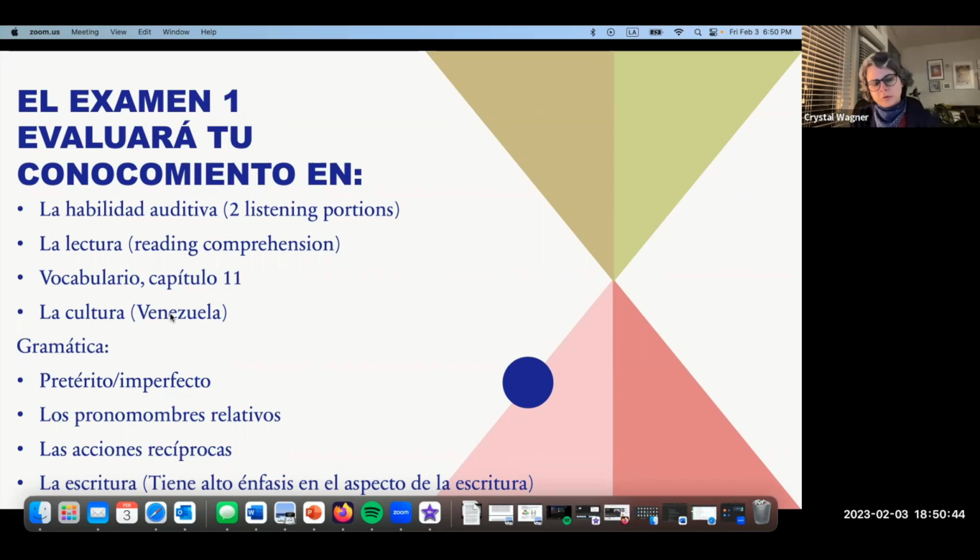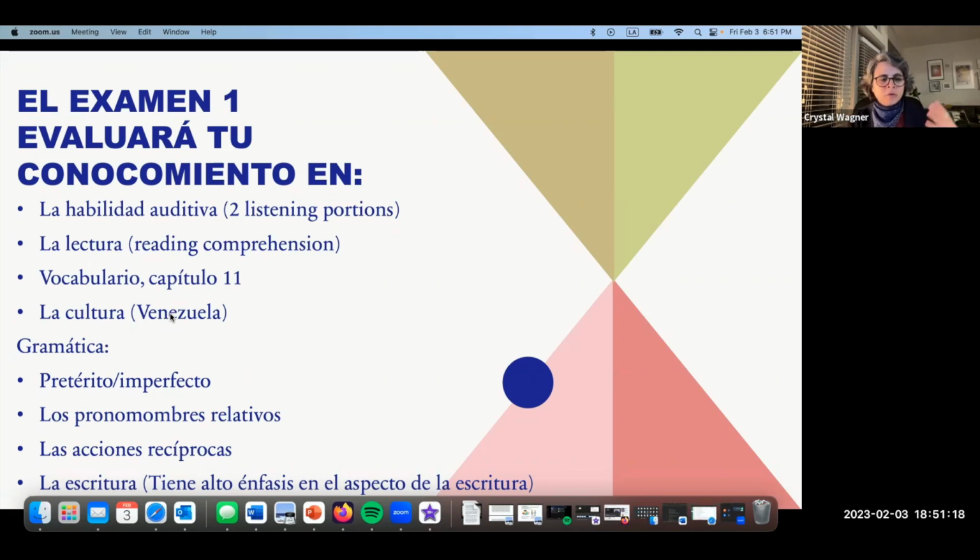Vocabulario capítulo 11. So in this chapter, we have been looking at el cuerpo humano y la salud, el consultorio médico. We have been learning terminology for going to the doctor, las enfermedades and other things. It's your responsibility to know these terms, this vocabulary on your own. So make sure that you are very familiar with it. La cultura, there will be a question on this, Venezuela for this chapter. So also take some time and read that part in the chapter as well.